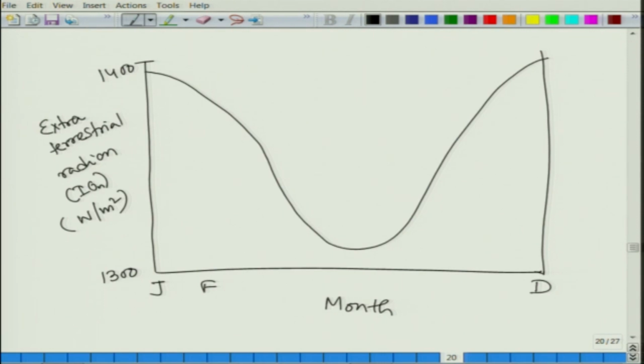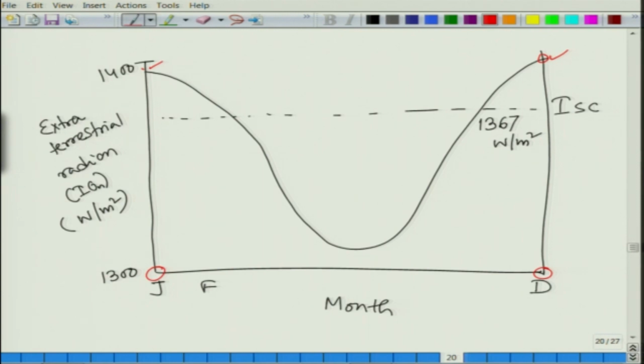So, here you notice that at the mean sun earth distance you will have some value which is about 1367 watt per meter square, and that is the value we called ISC or solar constant. And an interesting thing that you note here is that if this is January and this is December, they have to be periodic, right. So, for the next year also it will start from here and these two points should match.